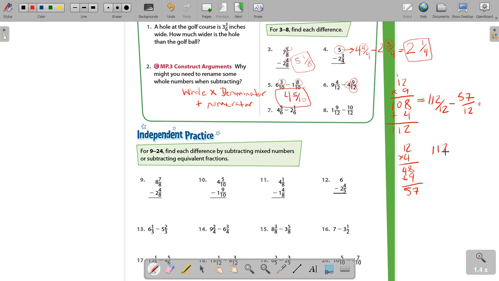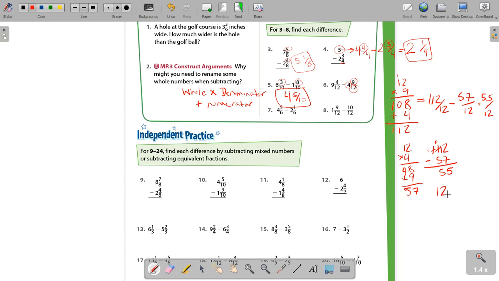We're going to do 112 minus 57. Let's borrow here. We'll do 12 minus 7 is 5. 10 minus 5 is 5. Now you've got 55. So now we ended up with 55 over 12. Well, we still have to simplify that, right? Because we've got an improper fraction where the numerator is too big. So we're going to look at how many times 12 goes into 55.